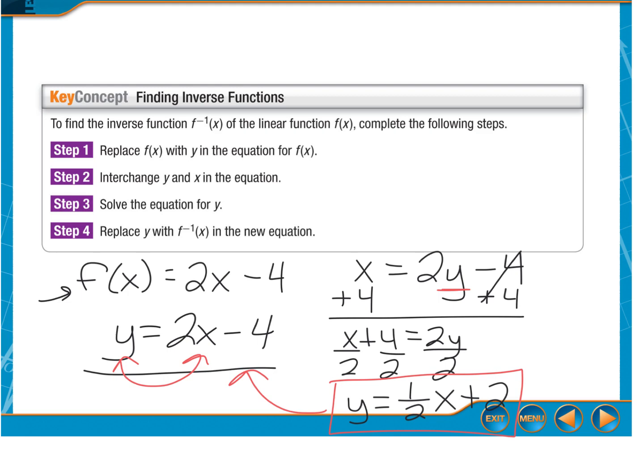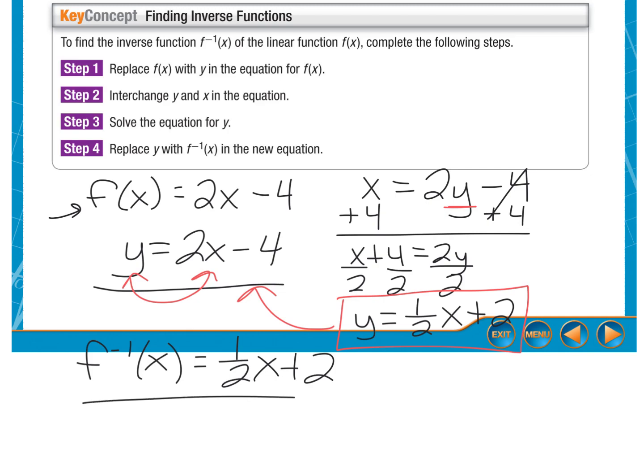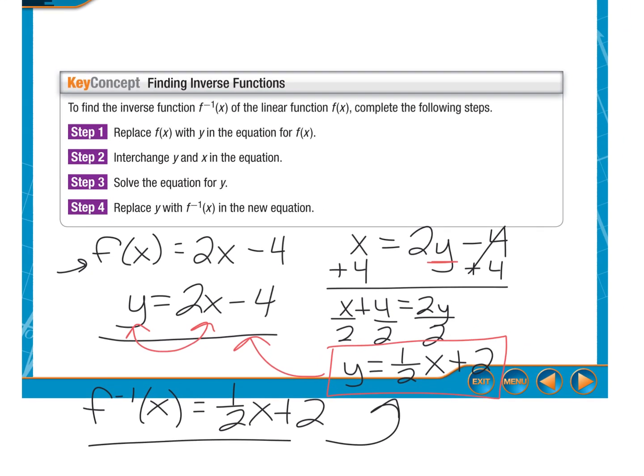Okay, and it wants you to go back and write f of negative 1 of x equals 1/2 x plus 2. You don't have to do that. This here and this mean the same thing. Okay, so let's run through those steps again.